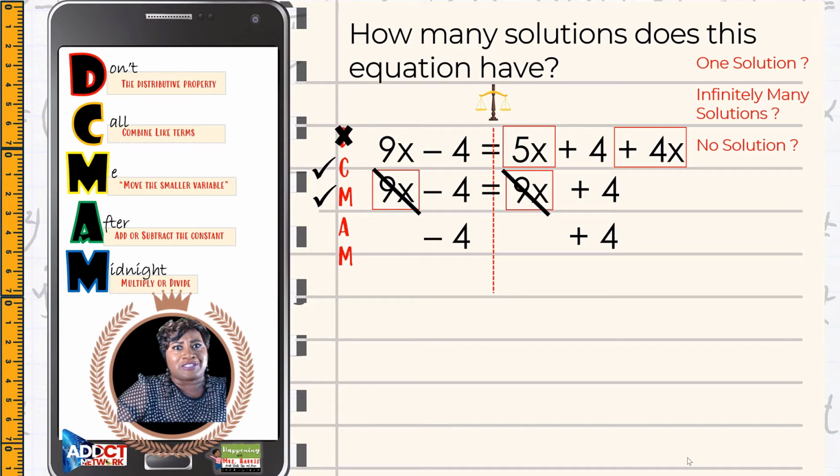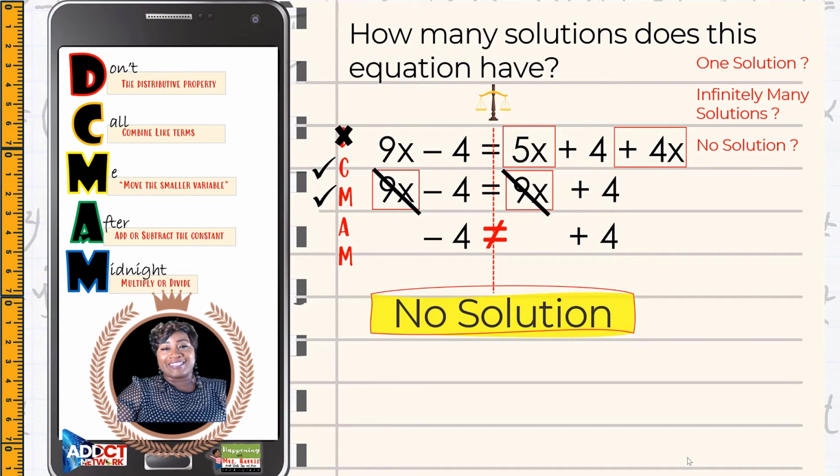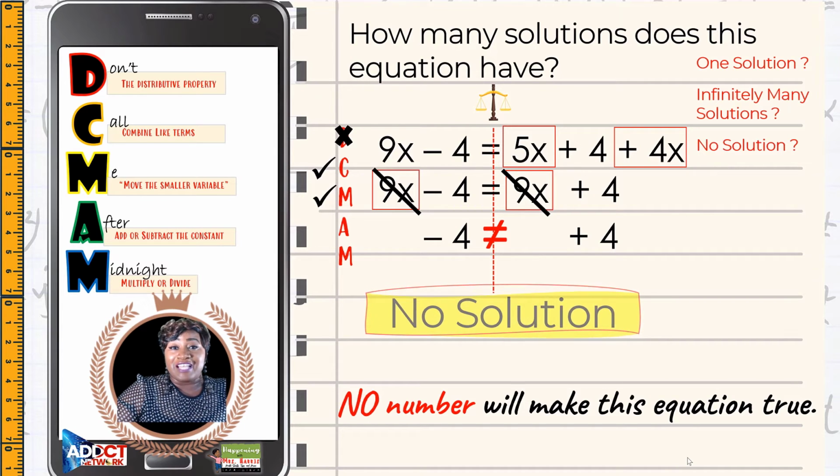But let's ask ourselves a question. Are these results equal? Are these numbers equal? Does negative 4 equal positive 4? And the answer is no, they are not equal. Negative 4 and positive 4 are not the same number. Therefore, our solution is no solution. No solution means that no number will make this equation true.